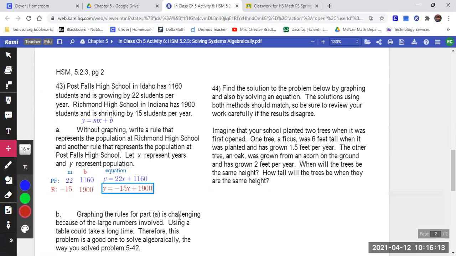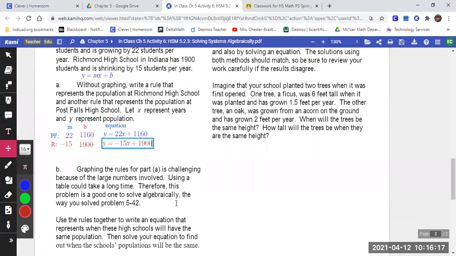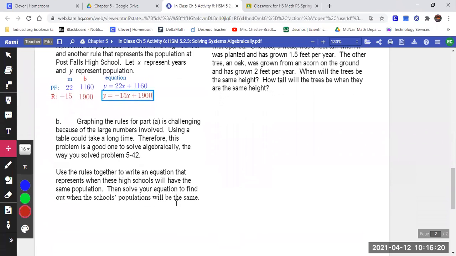Nice. Okay. So we made the equations. That's what it wanted. What was the rule for each situation? That's what we do for creating the rule. Graphing the rules for part A can be challenging because it has such large numbers, right? And it could take a long time to make a table. And we don't want to do that.